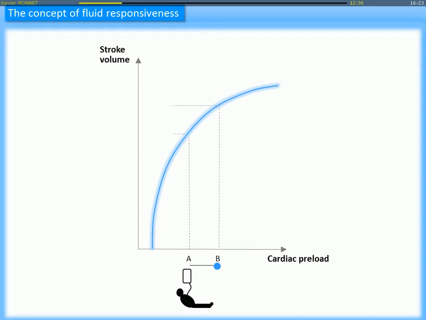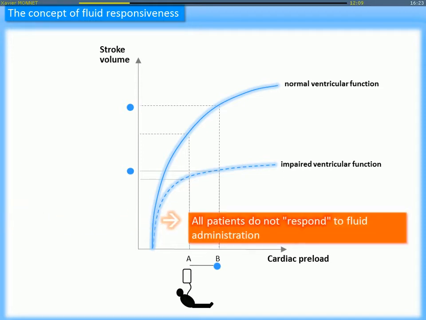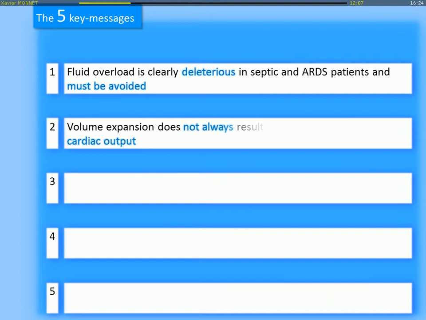The problem is that you know that there is not one cardiac function curve, but a family of curves, and the slope depends on the cardiac contractility, on the systolic function. And so this is why the same volume expansion with the same increase in cardiac preload could correspond to a significant or negligible increase in stroke volume and cardiac output. In other words, all patients do not respond to fluid administration.